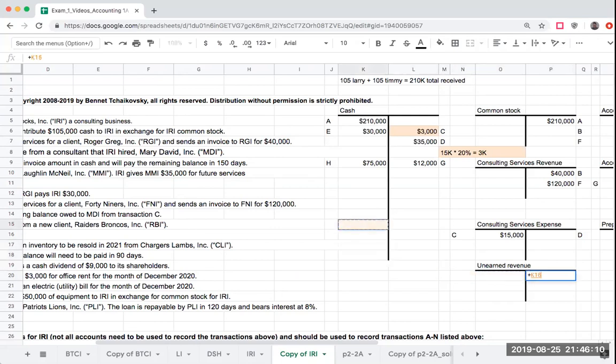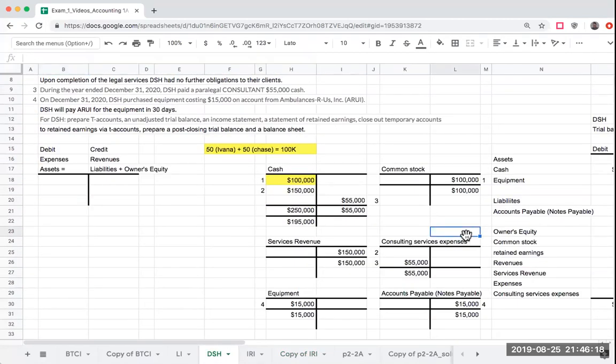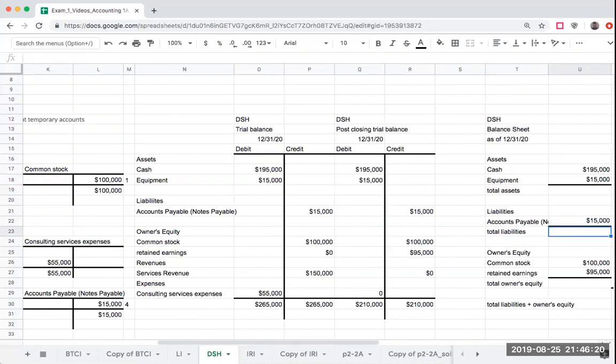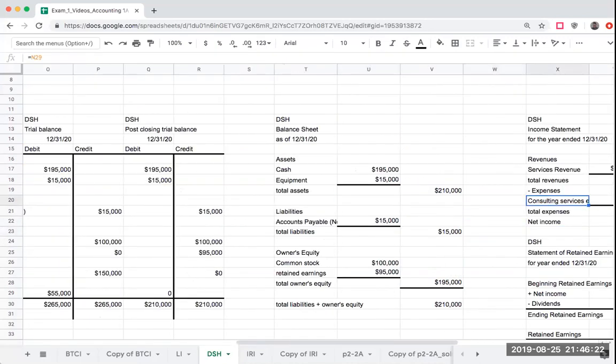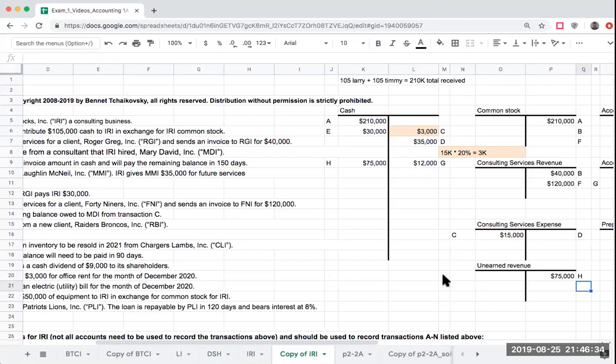It is not revenue. I have graded a lot of exams where students will list unearned revenue as a revenue on the income statement. Has that happened before? Will students list unearned revenue there? Yeah. Is that a big no-no? Yeah. You don't do it, right? Unearned revenue is a liability.